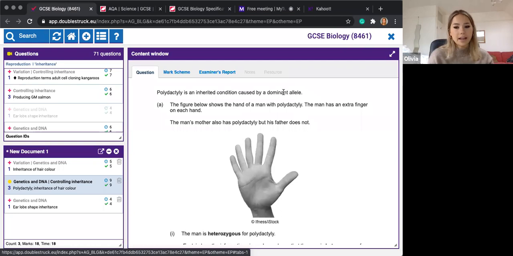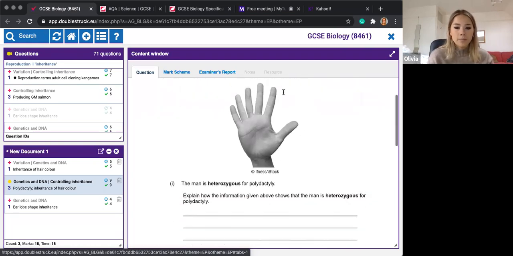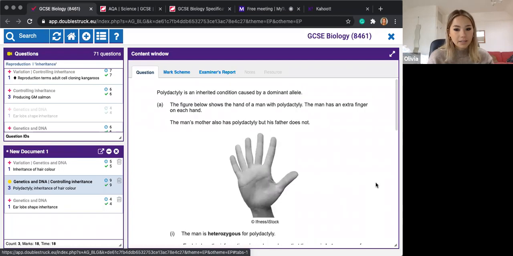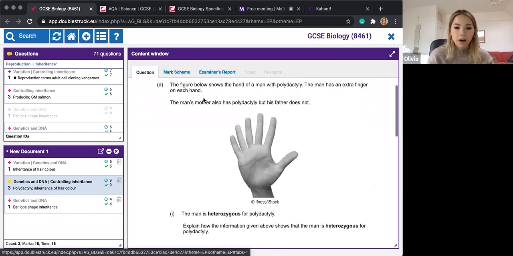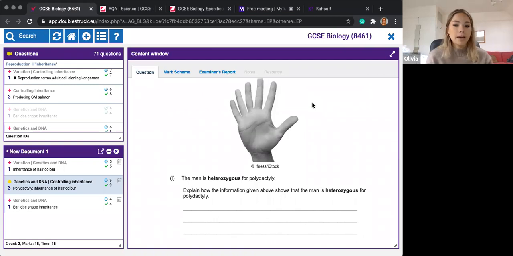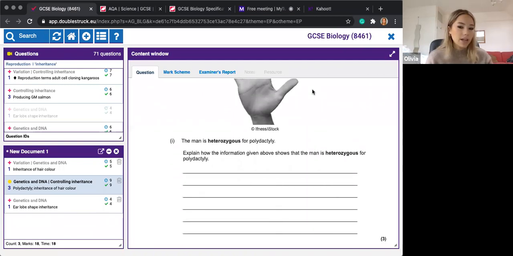It's told us in this case that it's caused by a dominant allele. The man is heterozygous to polydactyly. Explain how the information above shows that the man is heterozygous for polydactyly. Okay, now the information above is that the man's mother has polydactyly, but the father does not. So we have to show the examiner in this instance that we know what heterozygous means.